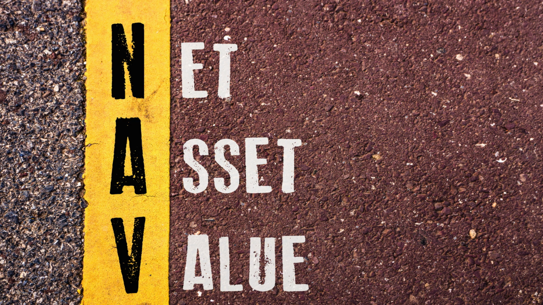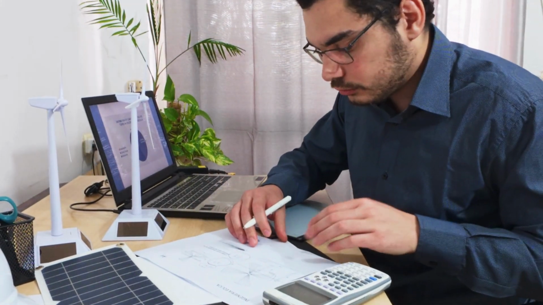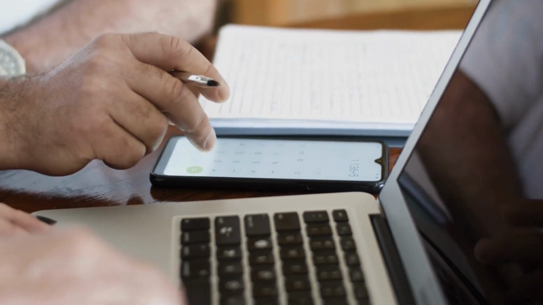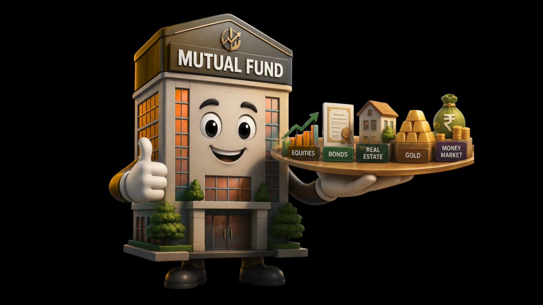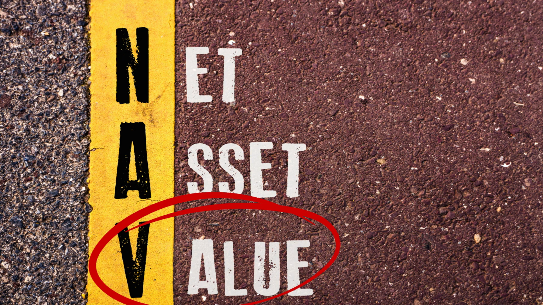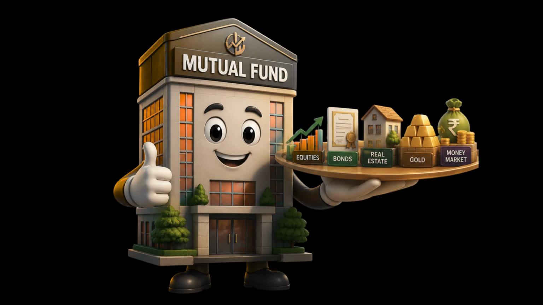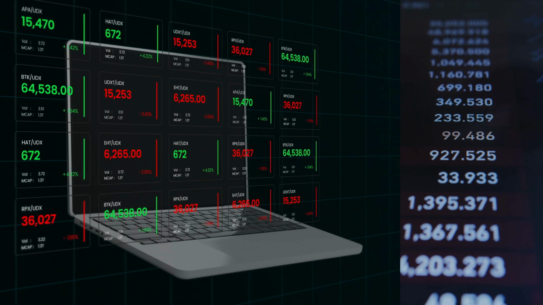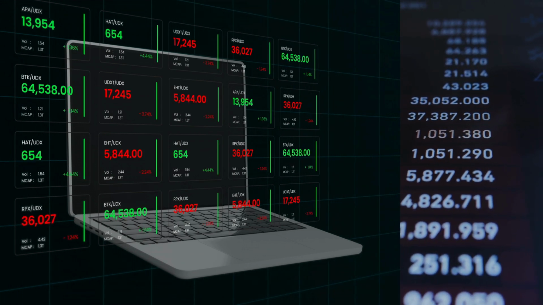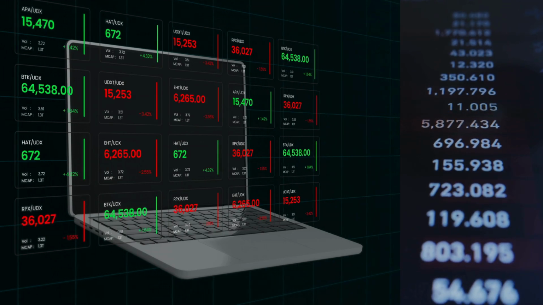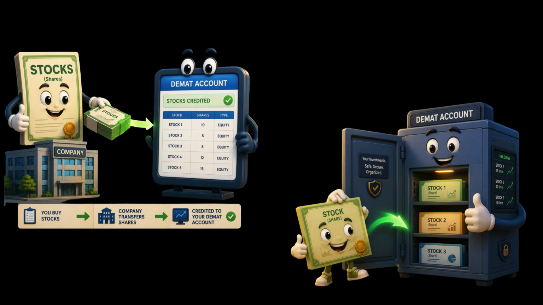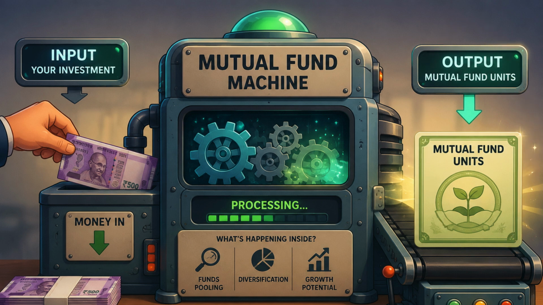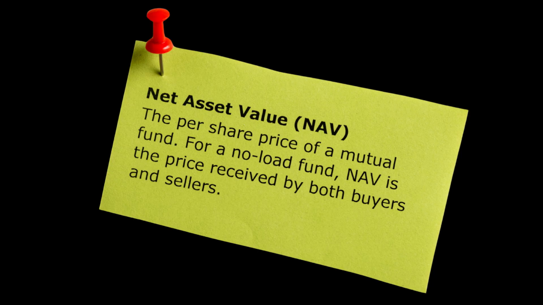NAV stands for net asset value. Let's understand the name. Net means the final value after considering everything that needs to be accounted for. Assets refers to the investments held by the mutual fund. Value simply means what those investments are worth today. Together, net asset value represents the value of one unit of a mutual fund. Think of it this way: when you buy the stocks of a company, you receive shares. Similarly, when you invest in a mutual fund, you receive units, and every unit has a value. That value is the net asset value, or simply NAV.